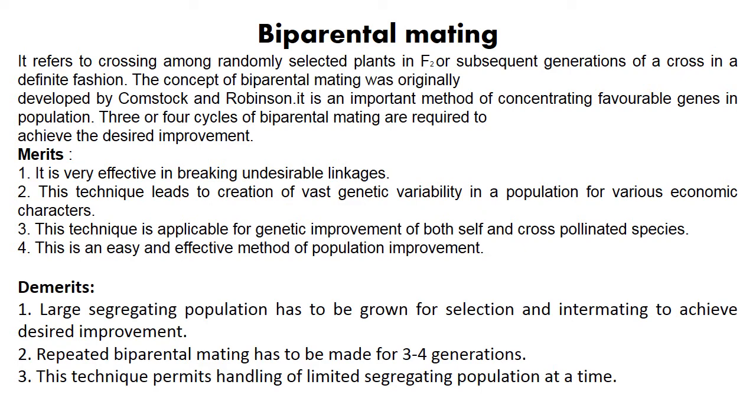Demerits. A large segregating population has to be grown for selection and intermating to achieve the desired improvement. Repeated biparental mating has to be made for 3 to 4 generations. The technique permits handling of only a limited segregating population at a time.